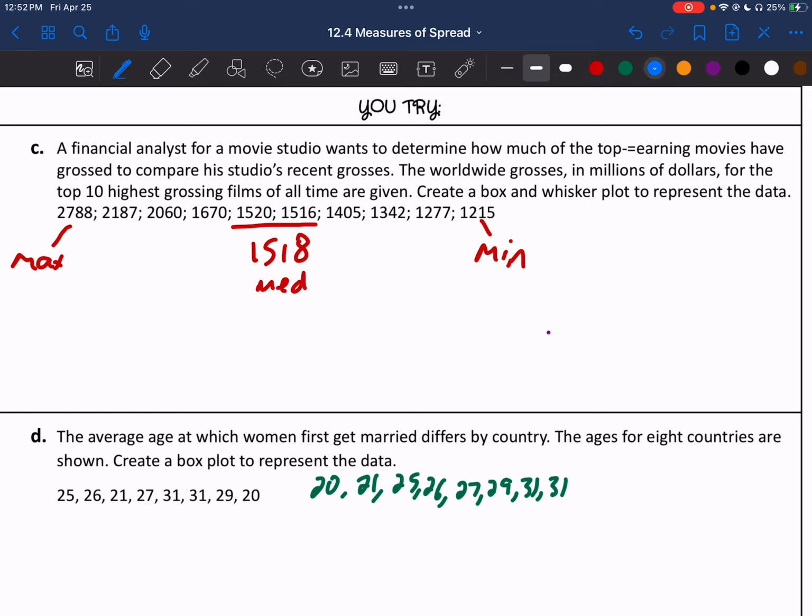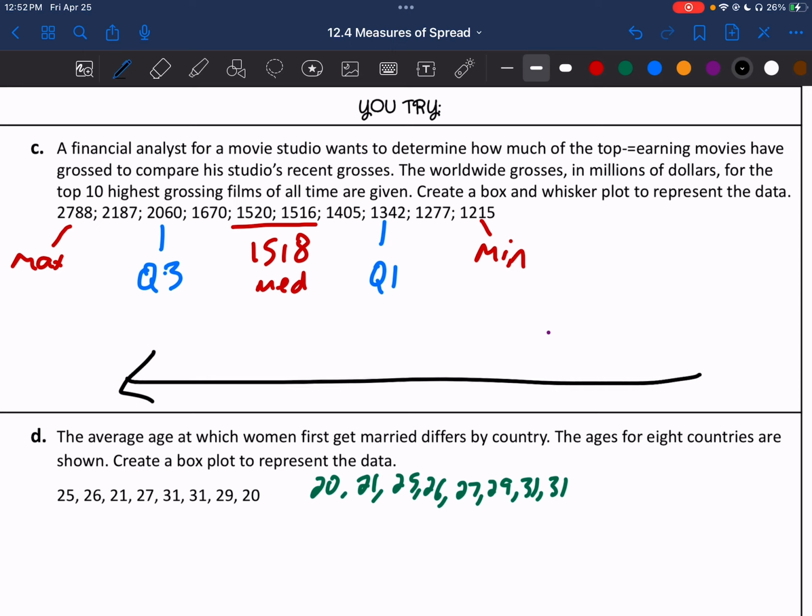And then we find our quartiles, which is 2060, Q3, and 1340, Q1. And now we need to make a line. And we're going to do our best with this.